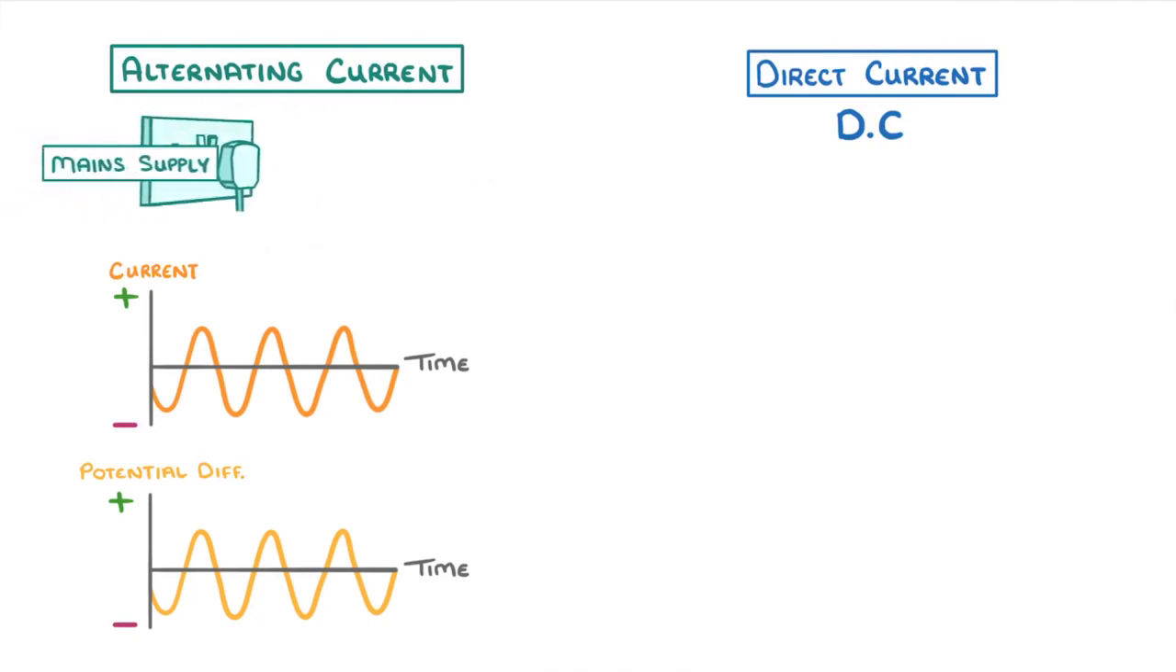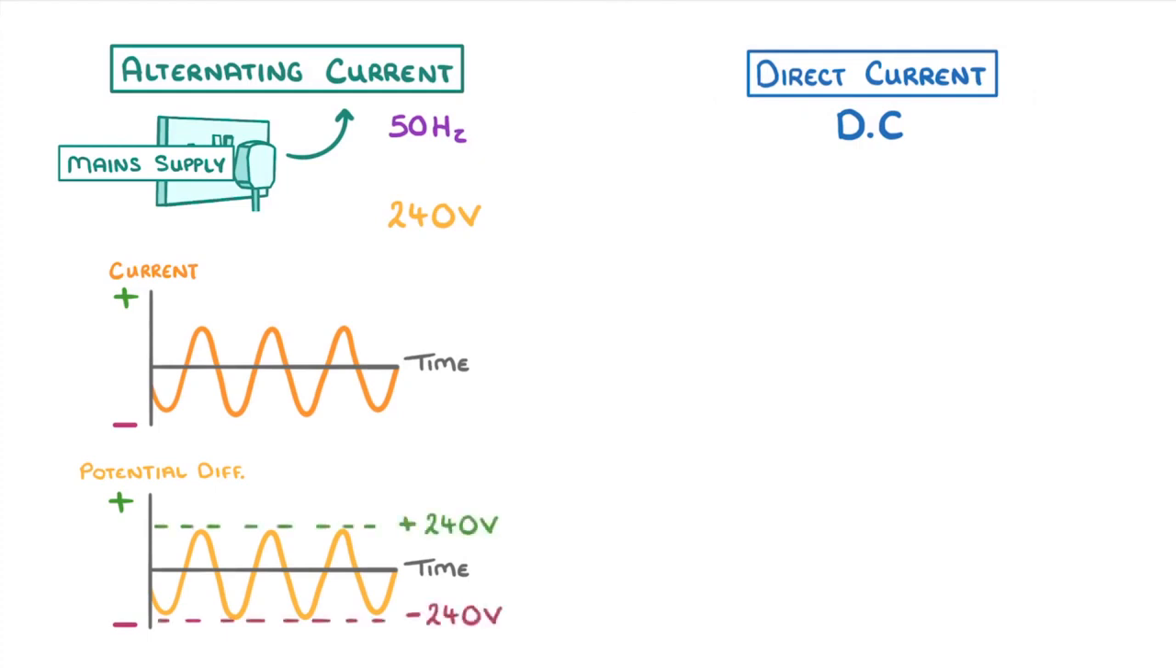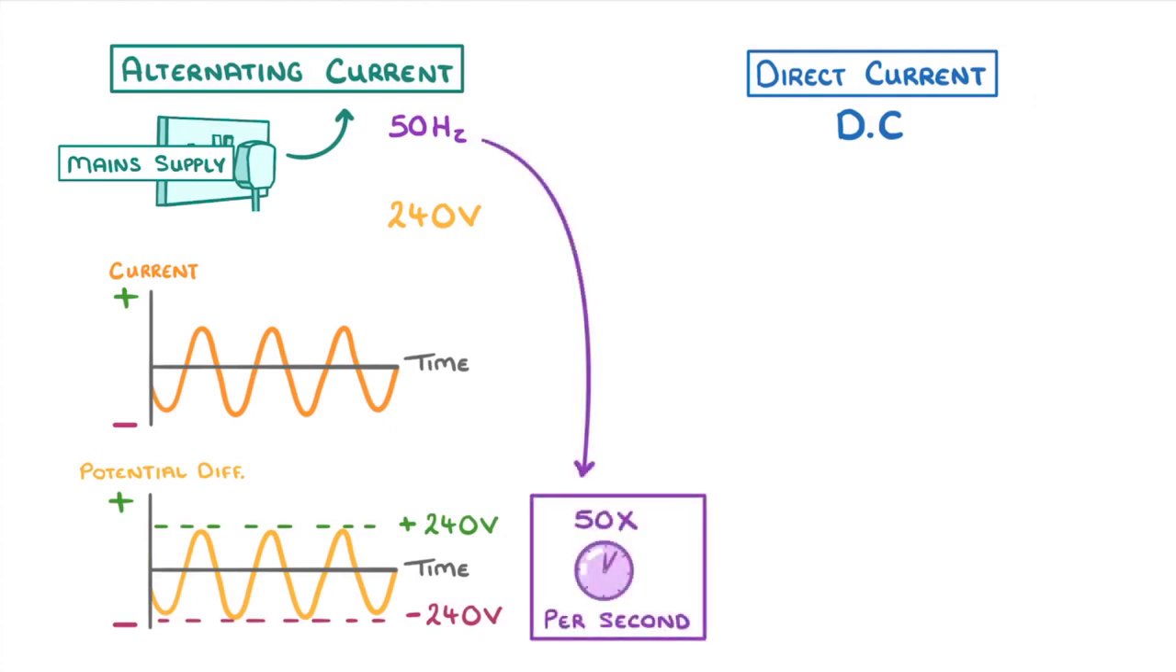Here in the UK, all main supply electricity, which is the electricity that comes from our plug sockets and powers our computers and kettles and so on, is AC. And specifically, UK main supply is 50 Hz and around 240 volts, which means that on our bottom graph, the potential difference fluctuates from positive 240 volts to negative 240 volts and back again 50 times every second. And so the current will also fluctuate at that same rate.